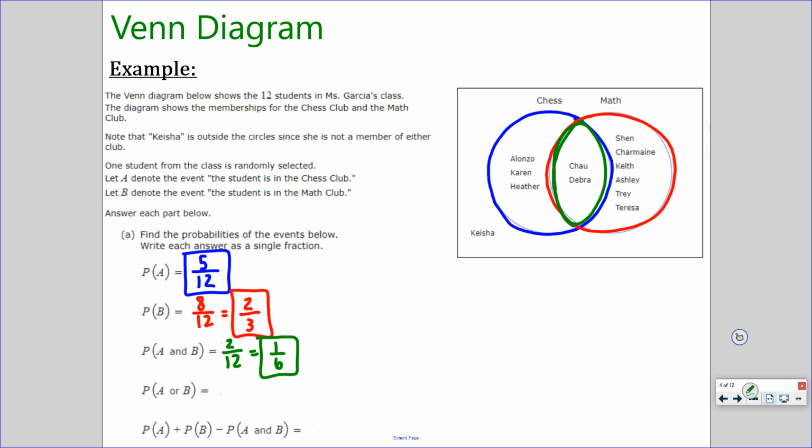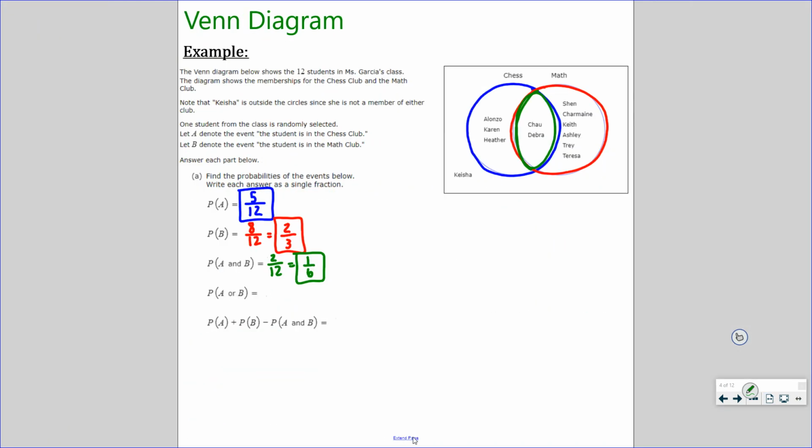Okay, let's try this next one. What's the probability that the student will be in the chess club or in the math club? Either or. All right, well, let's calculate how many total outcomes here. So that'd be 1, 2, 3, 4, 5, 6, 7, 8, 9, 10, 11 would be either or. 11 out of the 12.